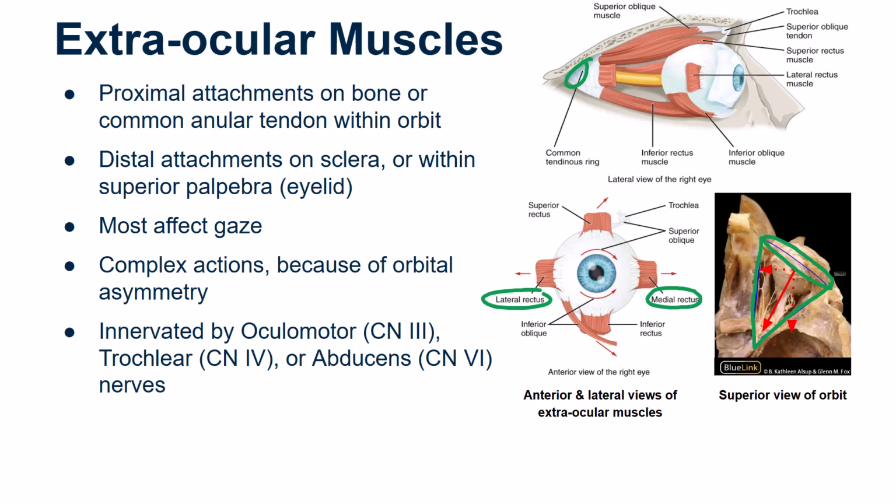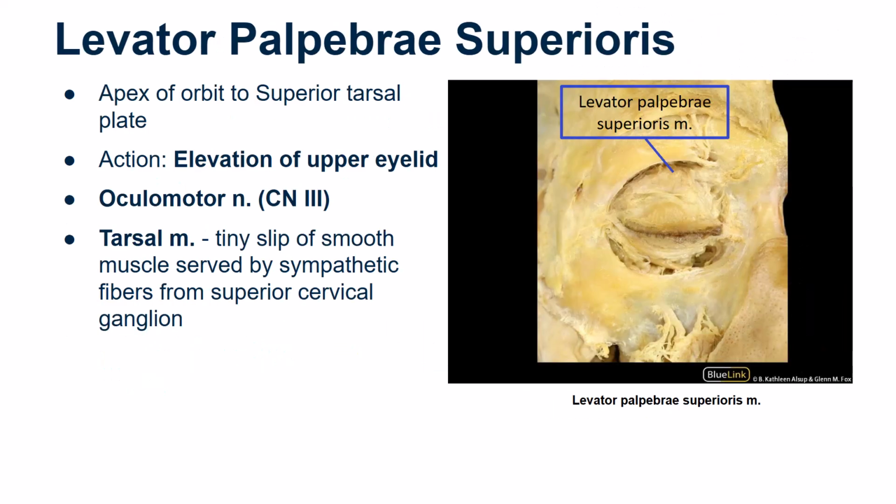Now, all of these extraocular muscles are innervated by one of three nerves: the oculomotor nerve, cranial nerve 3, the trochlear nerve, cranial nerve 4, or the abducens, cranial nerve 6. So let's start with levator palpebrae superioris. Levator palpebrae superioris connects the apex of the orbit to the superior orbital plate. Its action's relatively simple. It elevates the superior eyelid. It's innervated by the oculomotor nerve, cranial nerve 3.